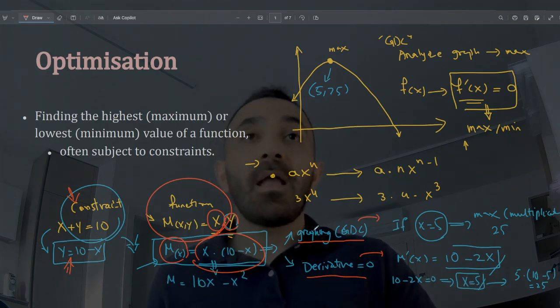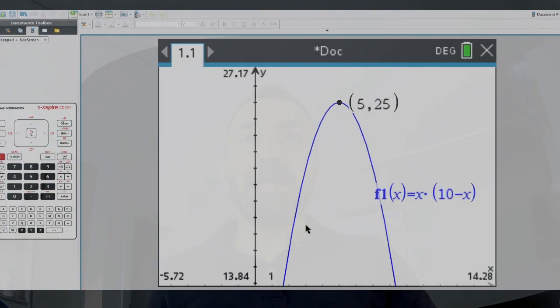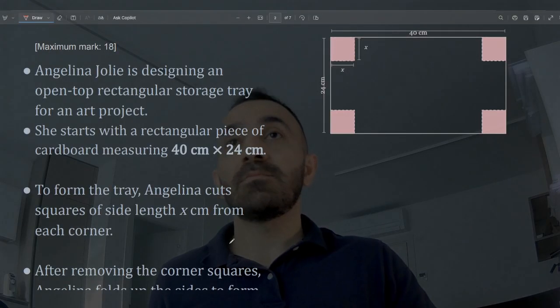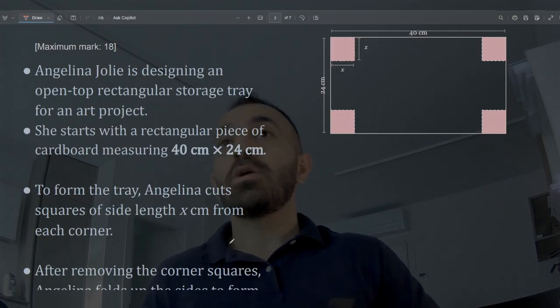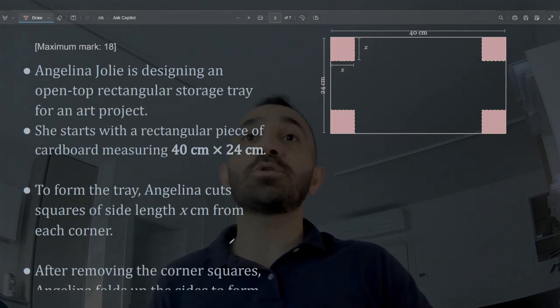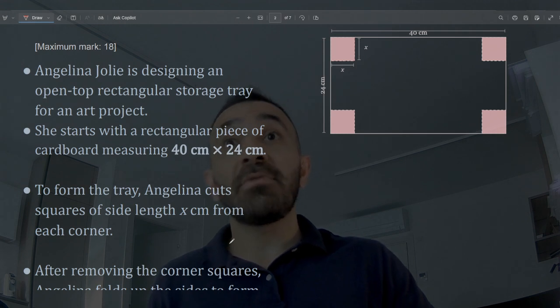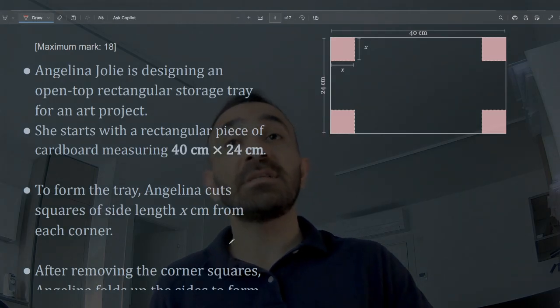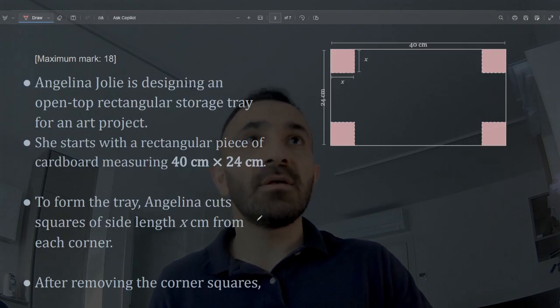Now, let's go and solve one slightly harder question. Angelina Jolie is designing an open-top rectangular storage tray for an art project. She starts with a rectangular piece of cardboard measuring 40 centimeters by 24 centimeters. Okay, you have the graph here.